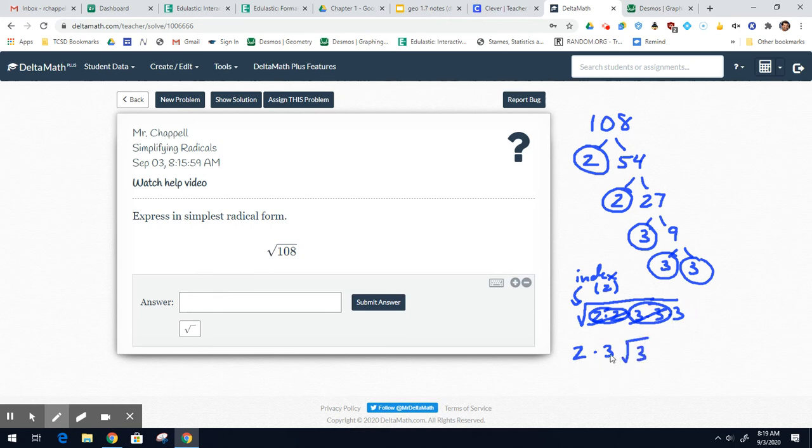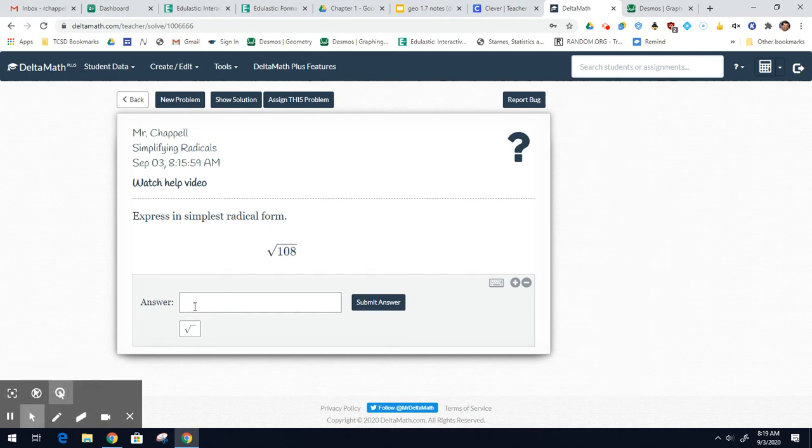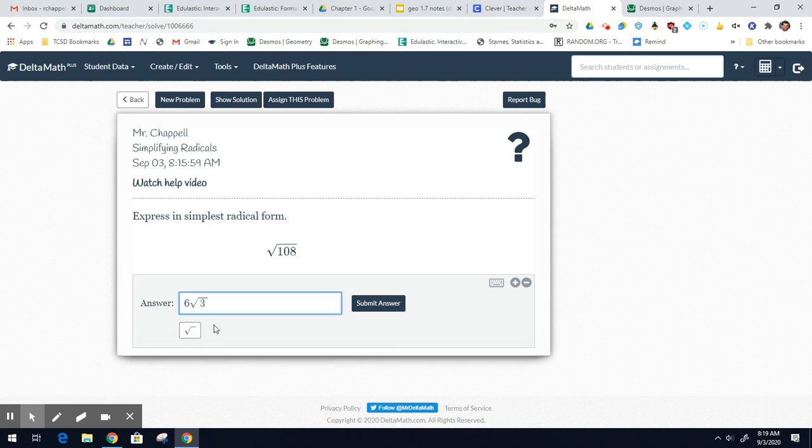And now what we'll do is we'll multiply the 2 times 3 outside to get 6 square root of 3. So that's going to probably be my answer, 6 square root of 3. So this is the prime factorization way. Okay. So when I type it in here, I'll go 6, I'll use their square root button, and I'll put a 3. Now, before I press go, let me show you the second way to do this.